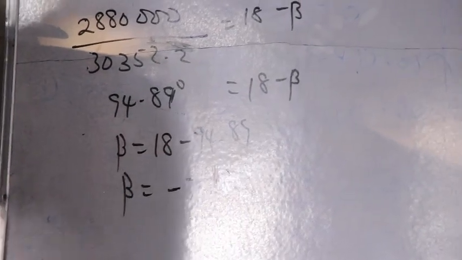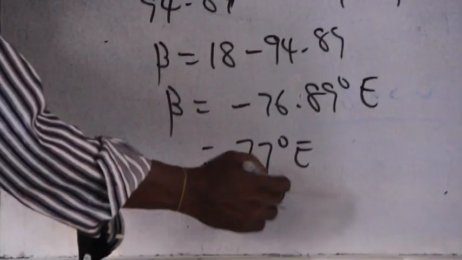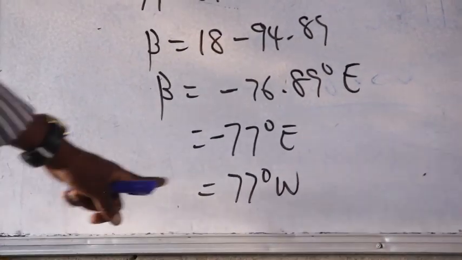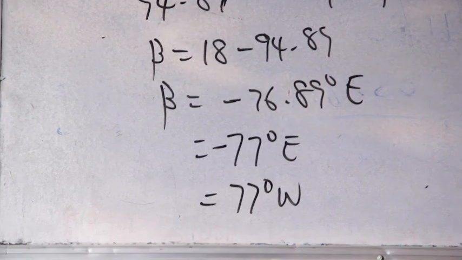So if it is minus 76.89 degree, according to my diagram, it is east. Abi, degree west. Having that minus shows that it has crossed over to the next pole. So I have changed it to 77 degree west. Is that taken out? Yes.